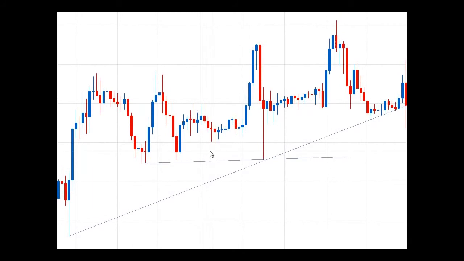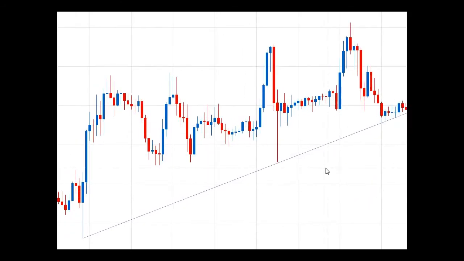So which trend line will you use? You'll use the one with 3 points. The more connections you have, the better the trend line is. So this is how I draw my support trend line. I hope that you understand how I do it. So let me show you how to draw a resistance trend line.